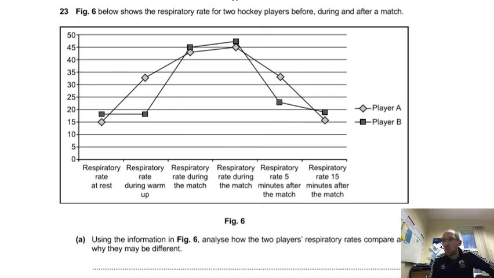5. Suitable references to different playing positions for A and B, e.g. A may be in defence while B may be a midfield player. 6. A does a cool down, B does not do a cool down. 7. Both players have almost returned to the resting respiratory rate after 15 minutes.